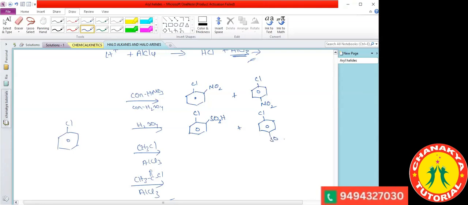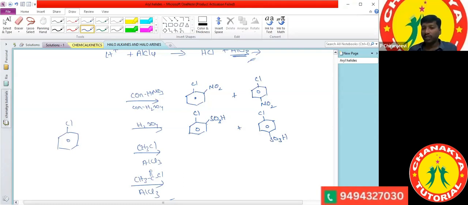So once again, SO3H is going to be substituted either at the ortho position or at the para position. Now, chlorobenzene undergoes the Friedel-Crafts alkylation reaction and acylation reaction. That is what we call Friedel-Crafts alkylation and acylation.